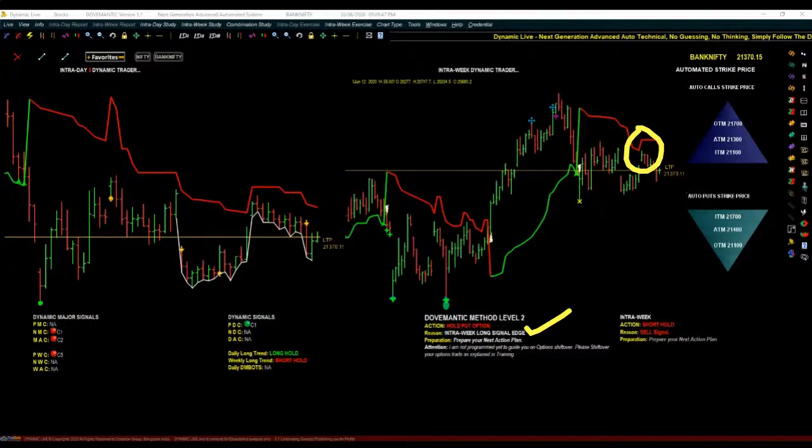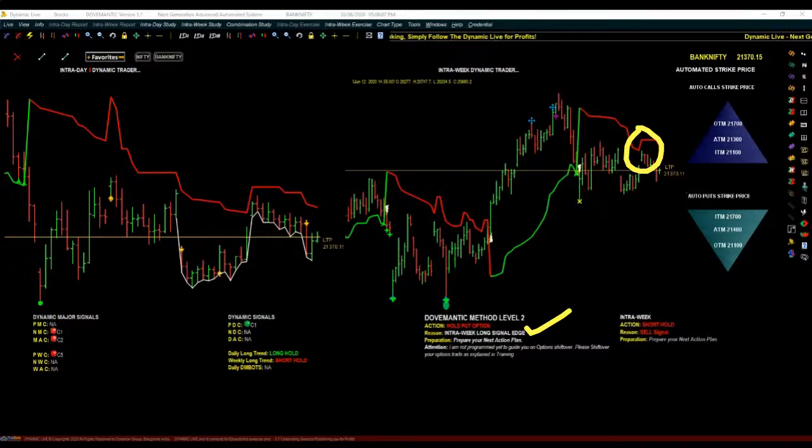So this long signal edge point also identifies the temporary price reversals. Normally we try to exit our trades there, and there are times where we avoid the trades also. So these are the three basic things. Now let us try to understand the concept here.